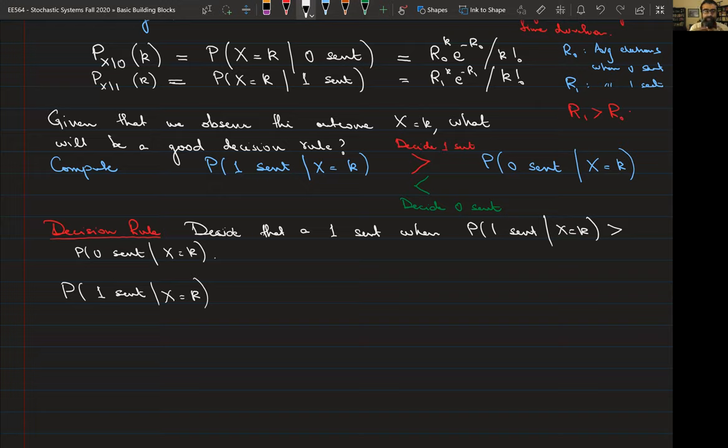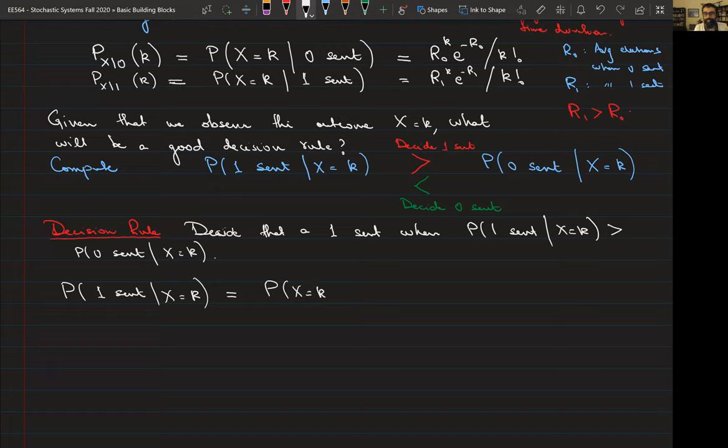Have we studied something which will allow us to evaluate this probability? Yes, Mohsin? So Bayes' theorem. Exactly. So that's where Bayes' theorem comes in. Bayes, by the way, is the essence, or the foundation block, of decision-making theory. Estimation and detection theory, all of that builds on top of Bayes' theorem. So if I apply Bayes' theorem here, this is the probability that x equals k.